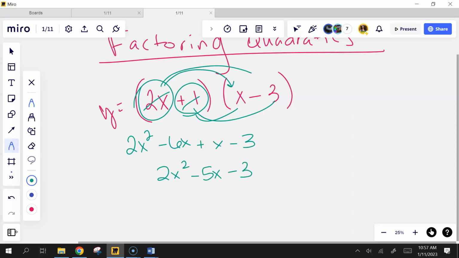Yes. I combine these two. Negative 6x plus x gives you negative 5x. Okay. So everybody can agree this is something we've done before, right? We've taken it from two binomials down to a standard quadratic.